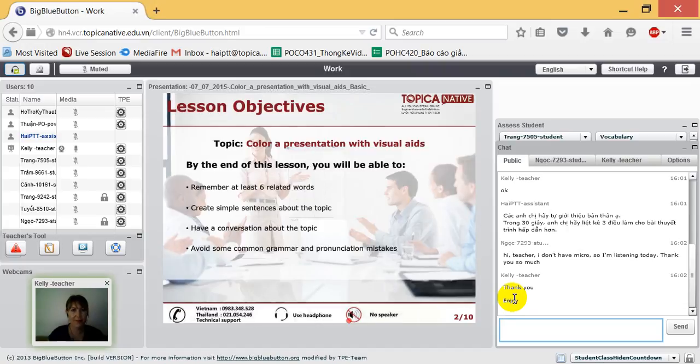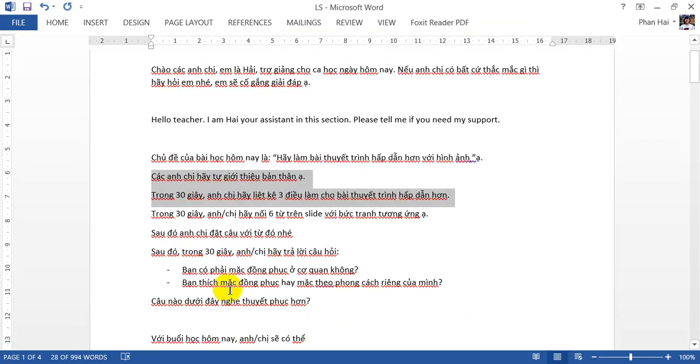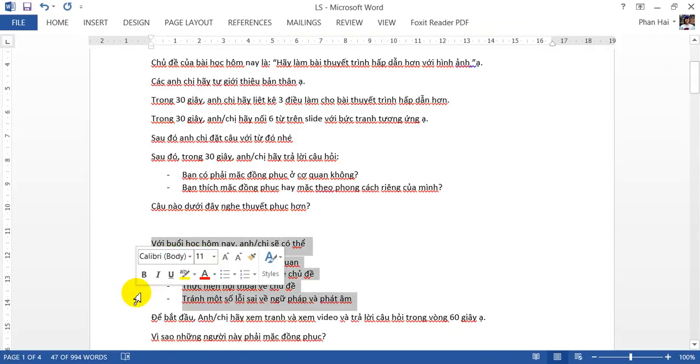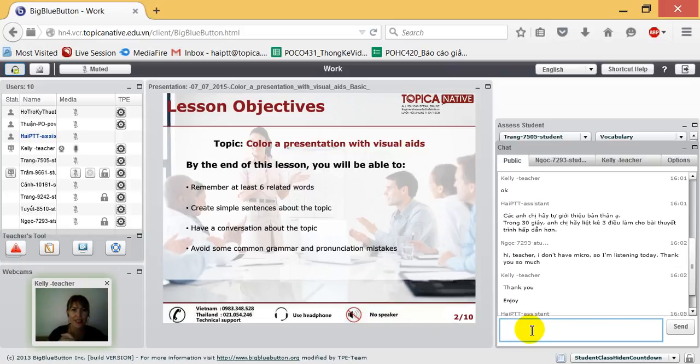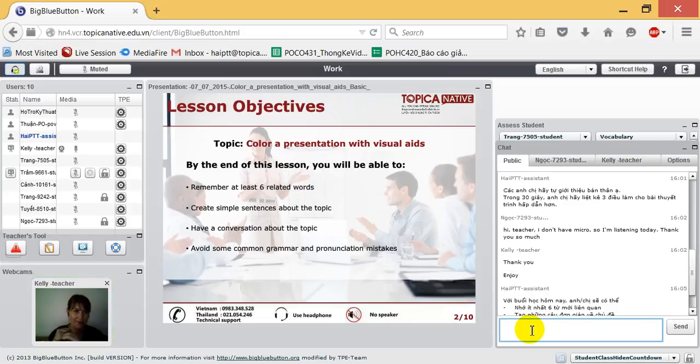In some places. All right, so for today's lesson, we are going to be talking about how to colour a presentation with visual aids. So by the end of our class today, you will be able to remember at least 6 words that are related to our topic. You'll be able to create some simple sentences. You'll have a conversation with a partner. And you'll learn to avoid some common grammar and pronunciation mistakes.